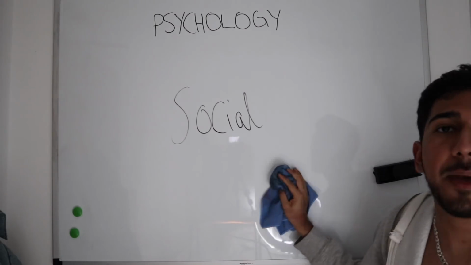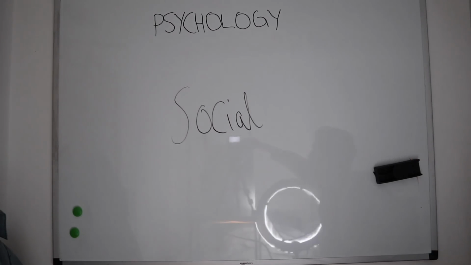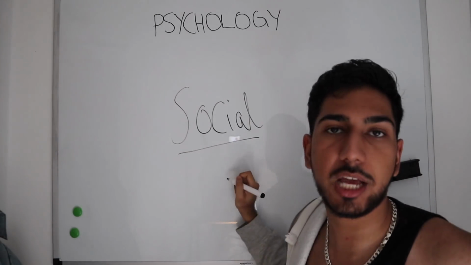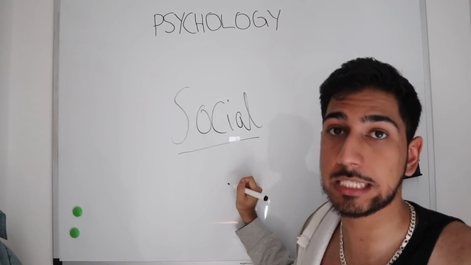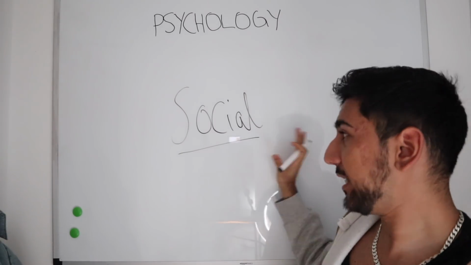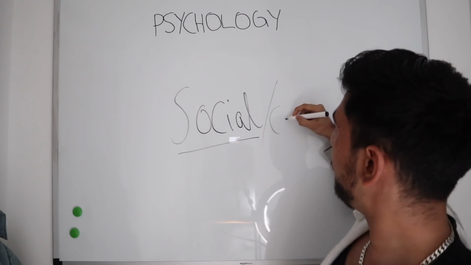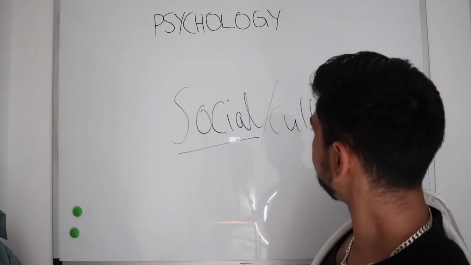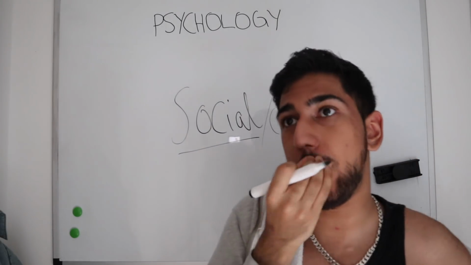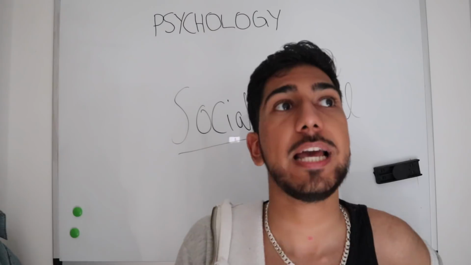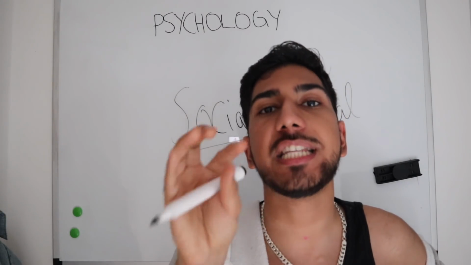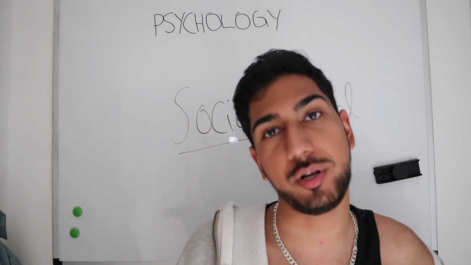Okay. And then you have social psychology. This is seen as the easy subject in psychology that a lot of people think they're going to study when they do psychology as a degree. Also known as social and cultural psychology, it basically looks at why certain individuals change their behaviors in certain group settings and contexts.